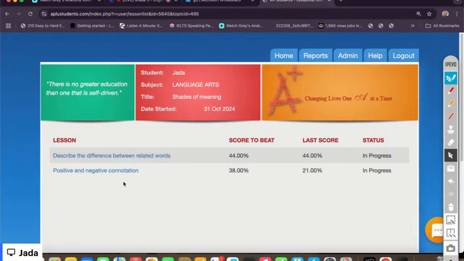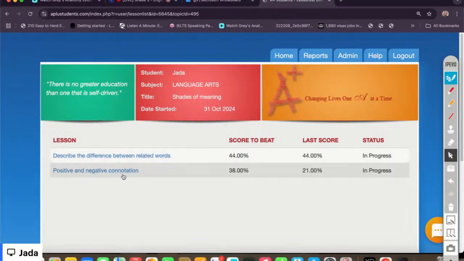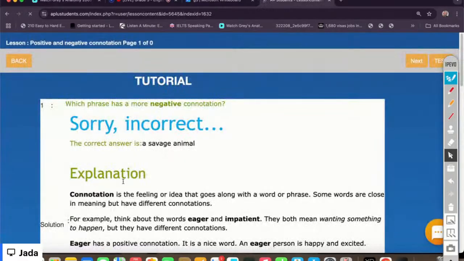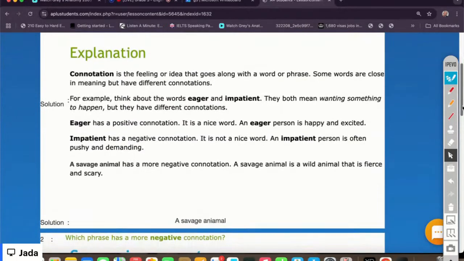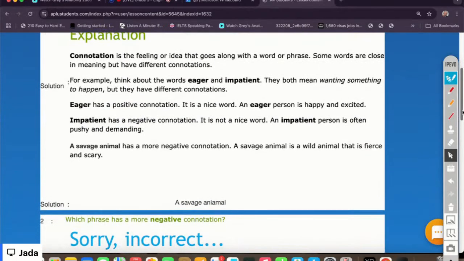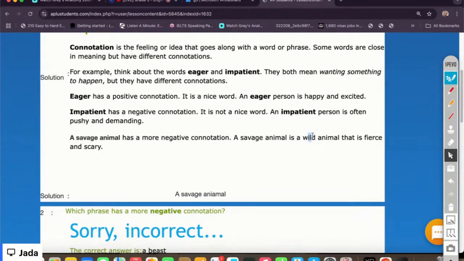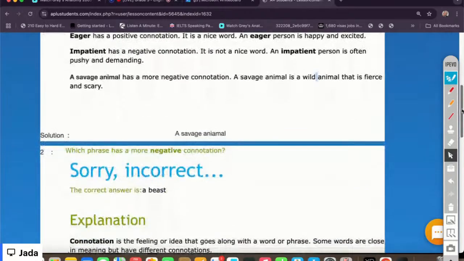So now we'll move on to positive and negative connotation. So we have, which phrase has a more negative connotation? It says a savage animal. So a savage animal has a more negative connotation. So a savage animal is wild. It's a wild animal that's fierce and scary.